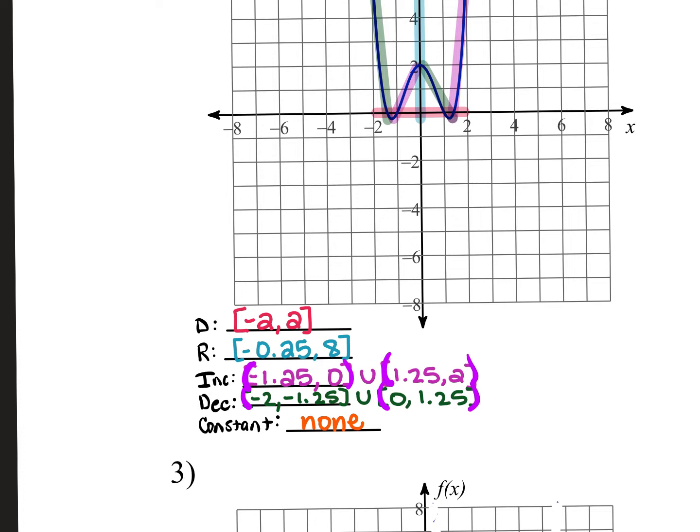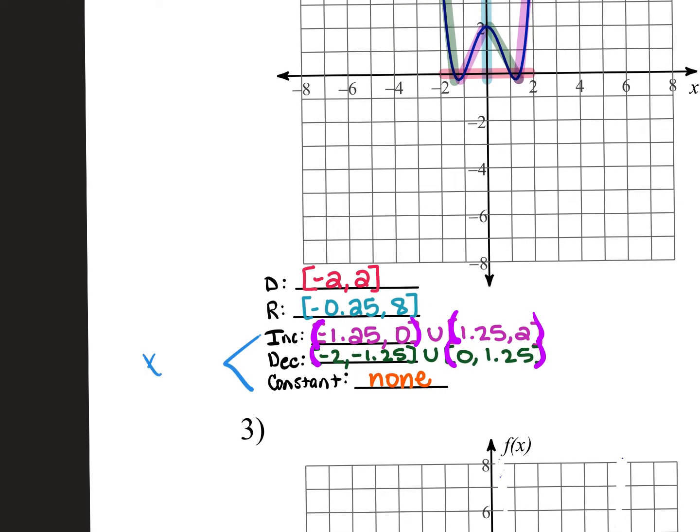It's a parenthesis. If you notice here, guys, on intervals of increase, decrease, and constant, where do we read that always? On what axis? The x-axis, good. The y-axis does not matter. And you always use parentheses. Never a bracket. Always, always, always parentheses.